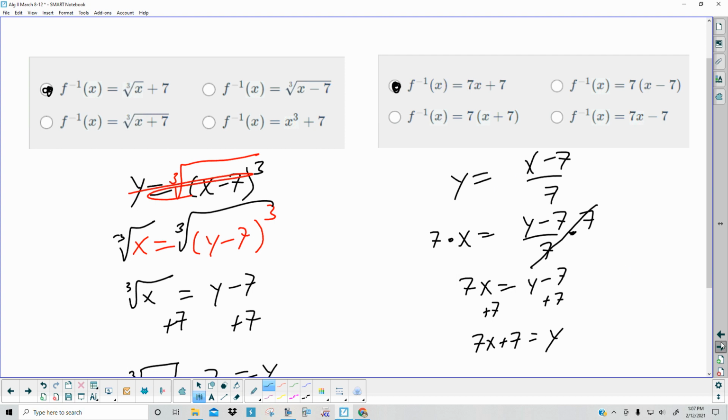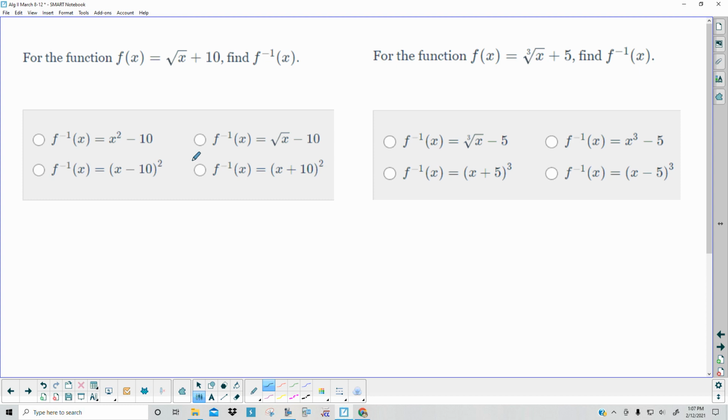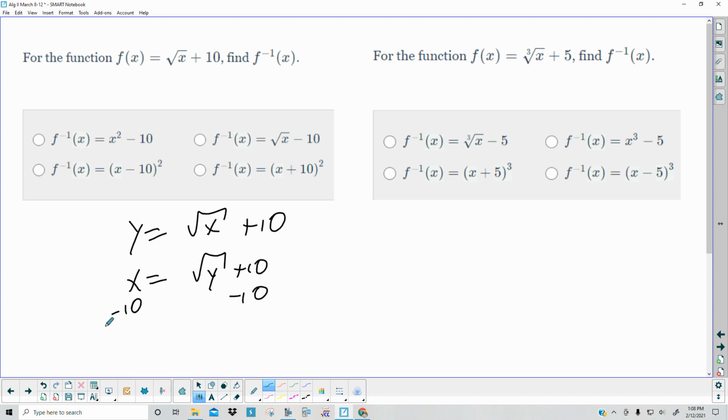Okay. All right. Y is equal to, this just the x's in the square root. Switch your x and y's. Subtract the 10 before you can get rid of that root. X minus 10 is equal to the square root of y.